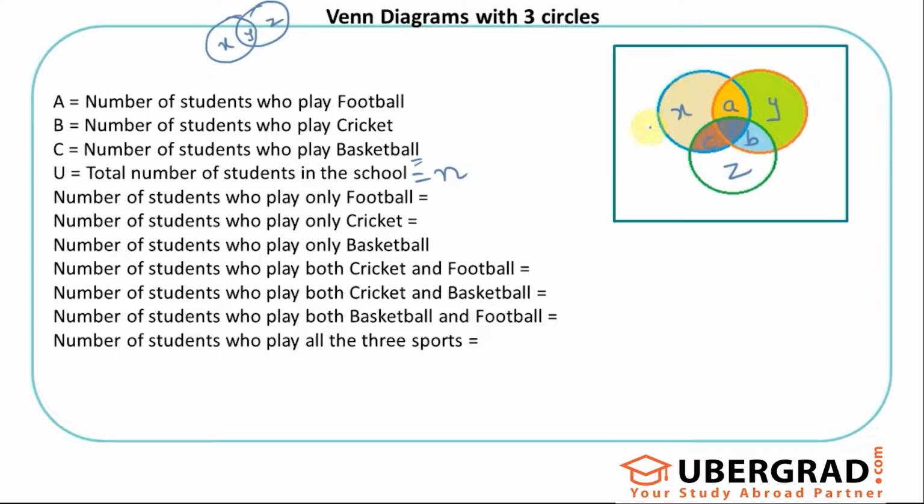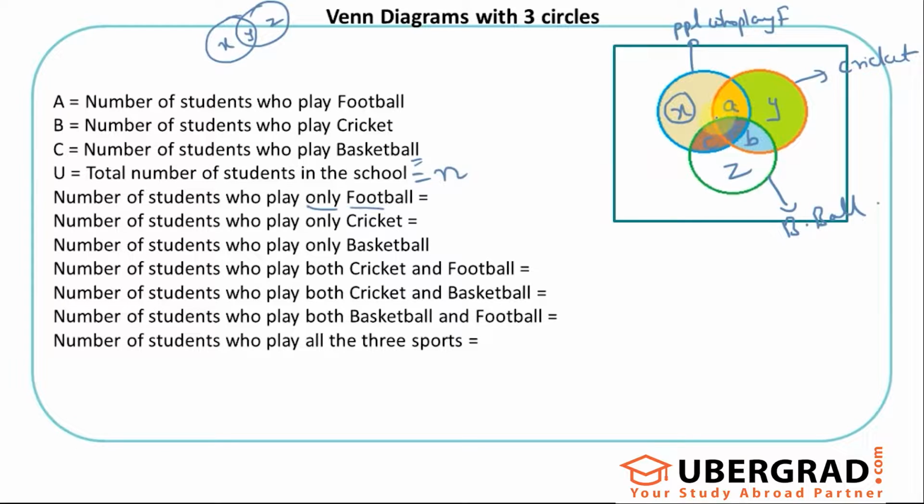So what is this blue circle? Let me define this as people who play football. This is people who play cricket, and let me take the green circle as people who play basketball, right? So let's fill this other thing. Number of students who play only football. I'm talking only football. I know this entire blue circle is people who play football, but I see X, A, P and C. This is all the number of students who play football, but I need to figure out the people who play only football.